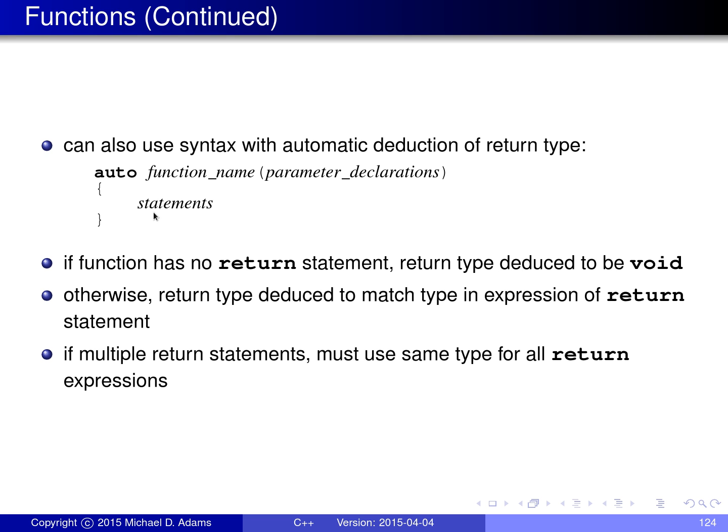If the function has no return statement, then the return type of the function would be deduced to be void. And in the case that the function actually does have a return statement that's returning some value, the return type would be deduced to be the type of whatever object is being returned by the return statement.